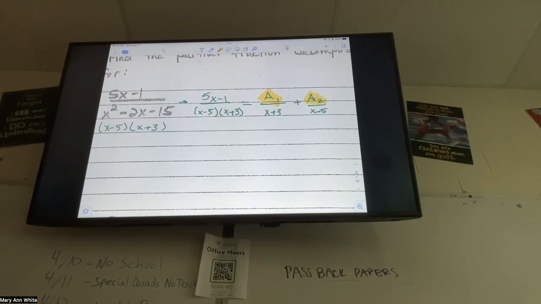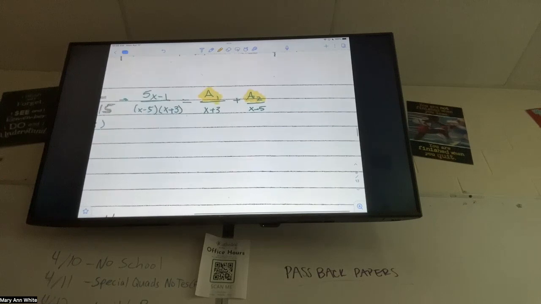Okay, now we're going to clear the denominator. So we're going to multiply by the denominator, which is going to be (x plus 3)(x minus 5). We did this back in, I think it was chapter 2, maybe, I can't remember at this point. But we've cleared denominators of these big fractions before. When we multiply it by the first term, both of the factors are in the denominator, so everything cancels and we're just left with 5x minus 1.